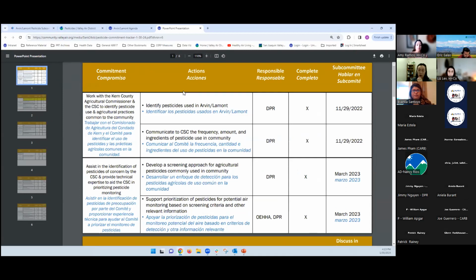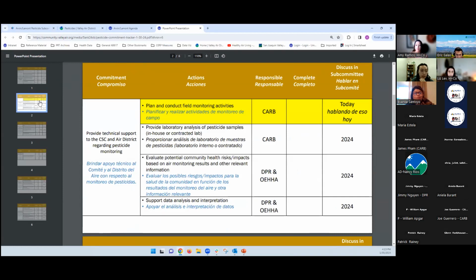And so again, this is our SERP tracker for the pesticide subcommittee. It'll show the commitment on the very left-hand side that was made in the SERP. Next, it'll show the actions to help us achieve this commitment, who is responsible, so what agency is working on this and leading this, whether or not it's completed, and the subcommittee meeting that it happened in.